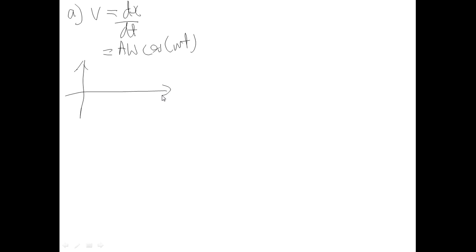A is required to find the velocity. So we know that velocity is equal to dx over dt. You differentiate the displacement, so I will get a omega cos omega t. So now your graph becomes a cos graph. The cos graph will be like this, where the maximum here is a omega and the minimum is negative a omega.